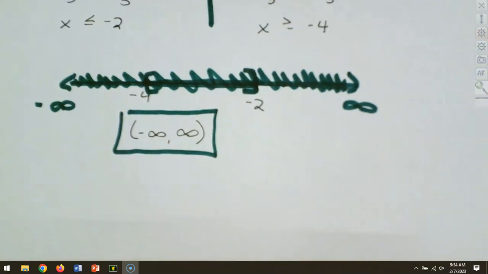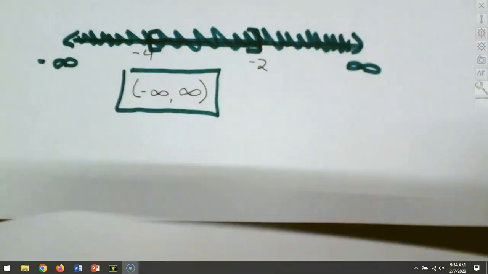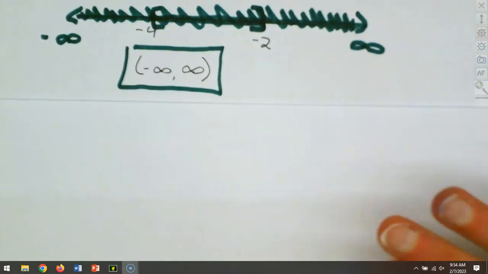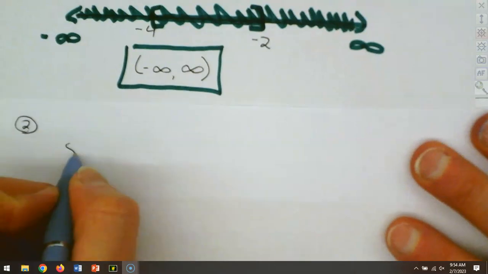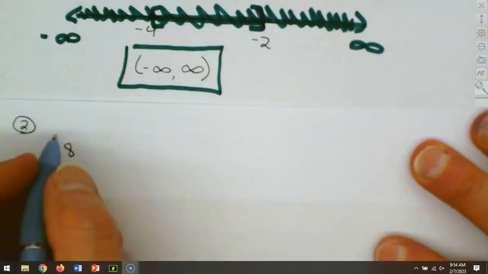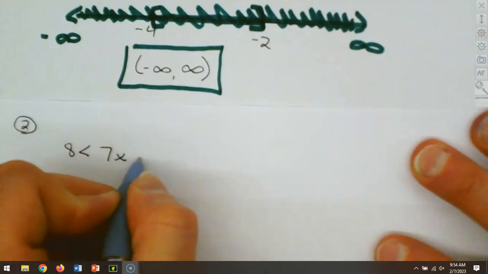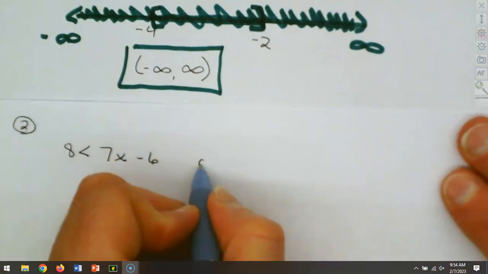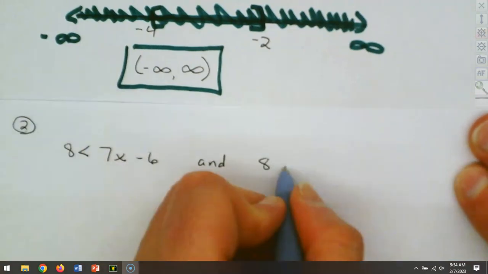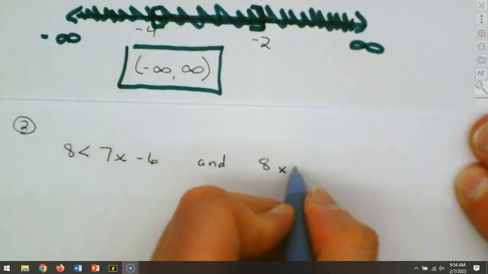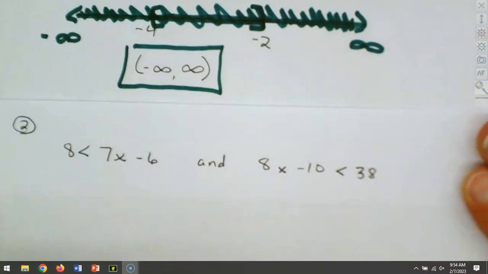Now, number 2 is an AND. And so what does it mean if it's an AND? Okay, an AND means where they overlap. So number 2 is 8 is less than 7x minus 6. And now this one we also have to be careful about where the x is. 8x minus 10 is less than 38.